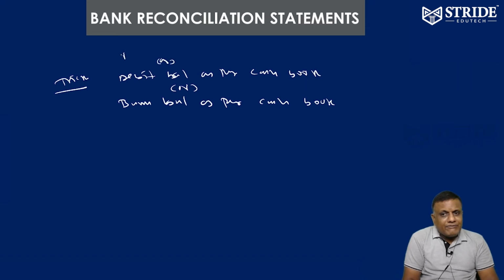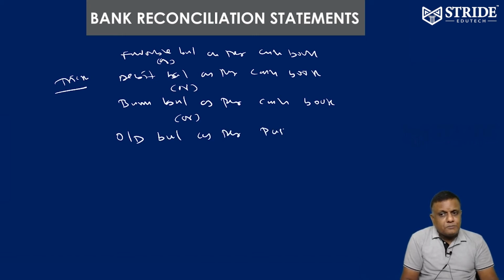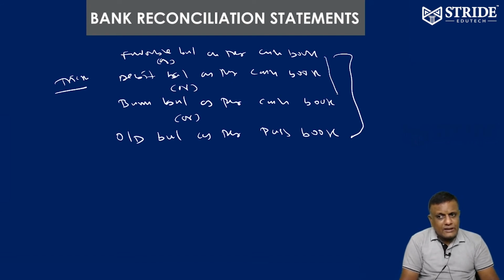Bank balance as per cash book, or debit balance as per cash book, or favorable balance as per cash book, or overdraft balance as per passbook. So if these items come as a starting point, now there is a trick available. Favorable balance as per cash book, debit balance as per cash book, we have cash in our bank account, bank balance per cash book. These three are the same.